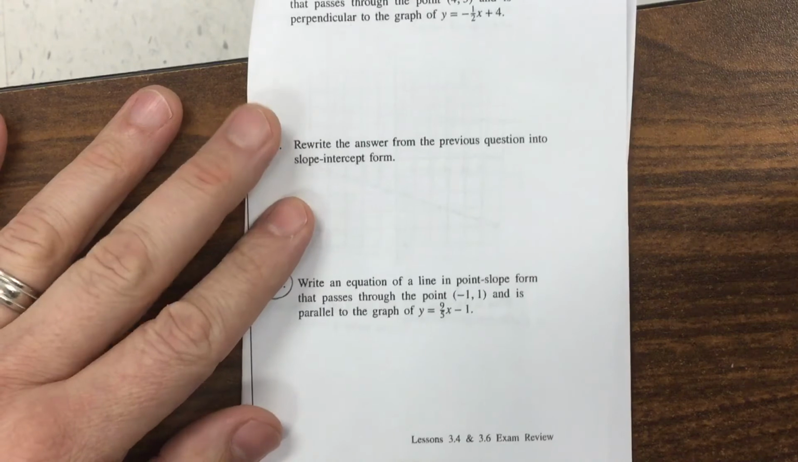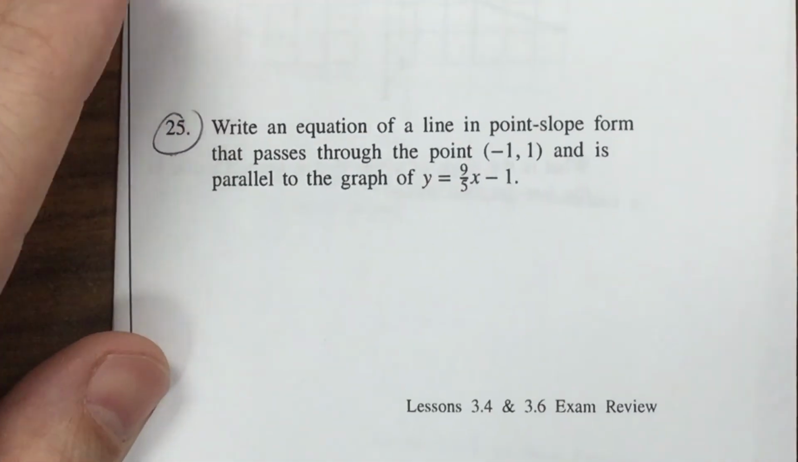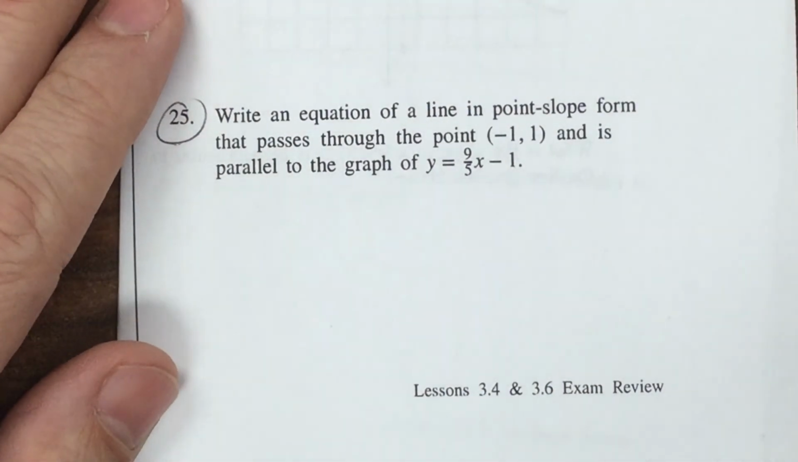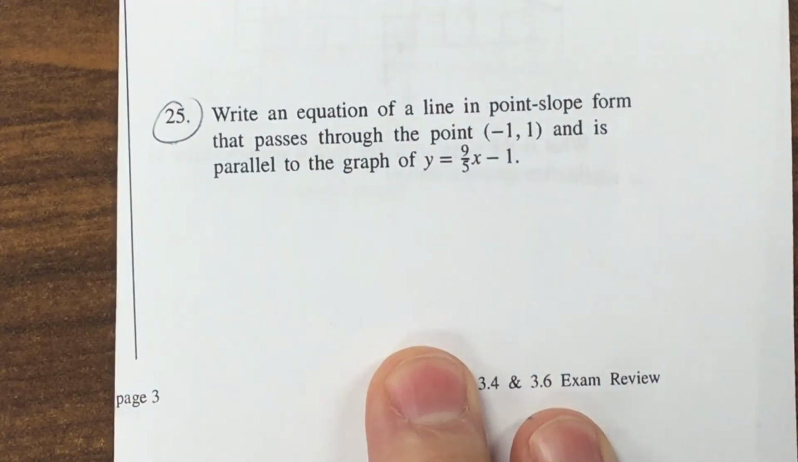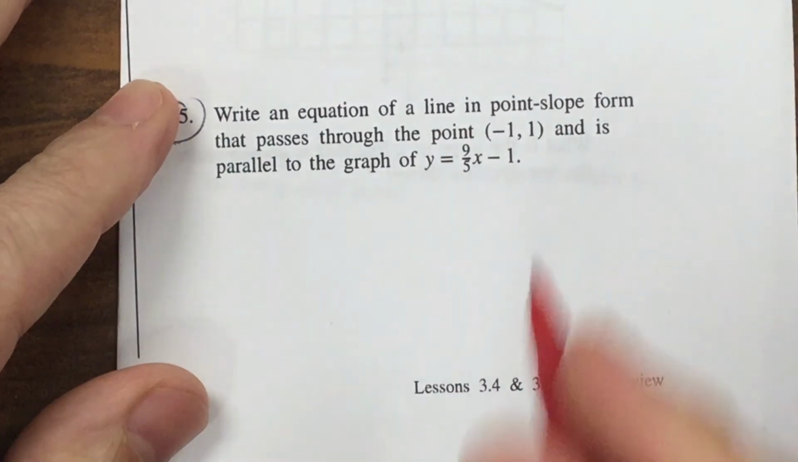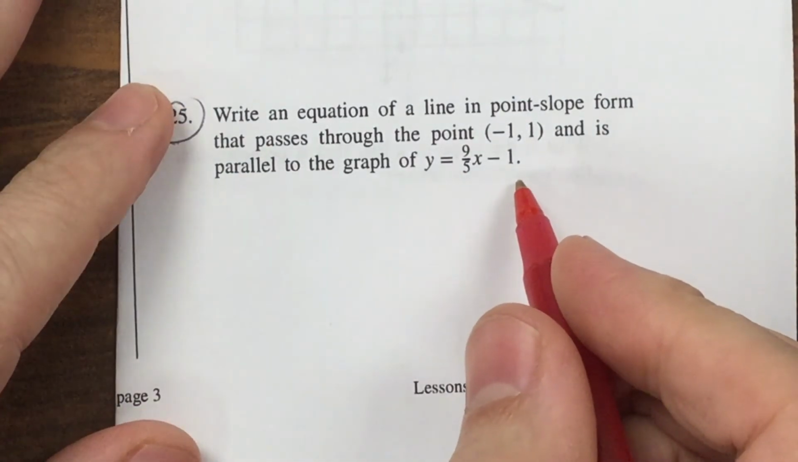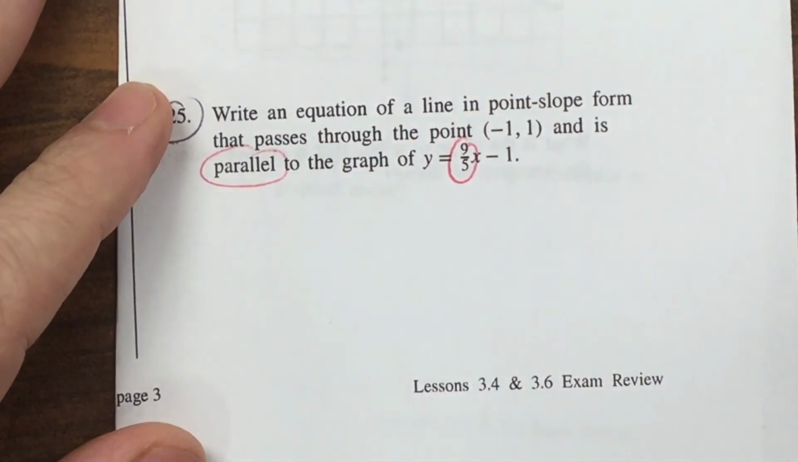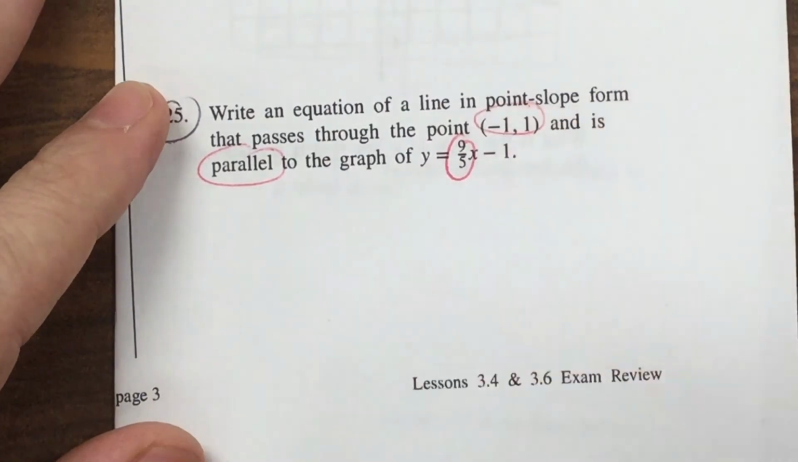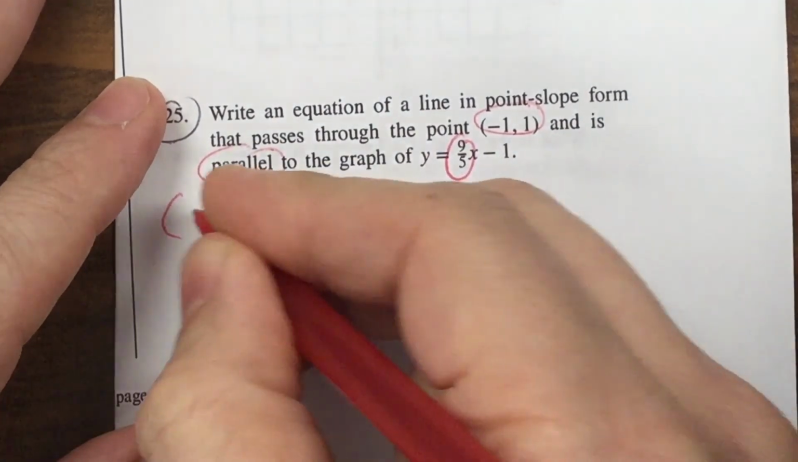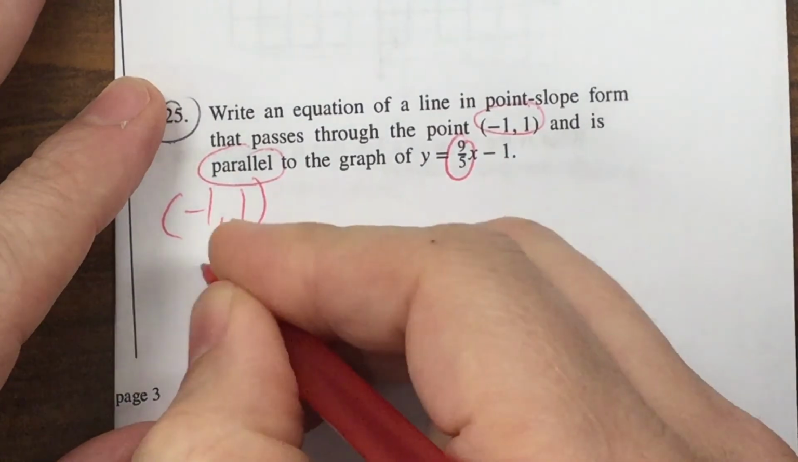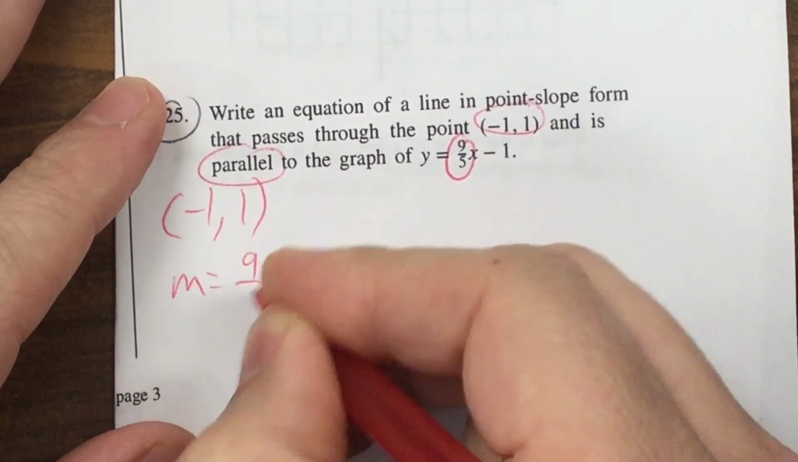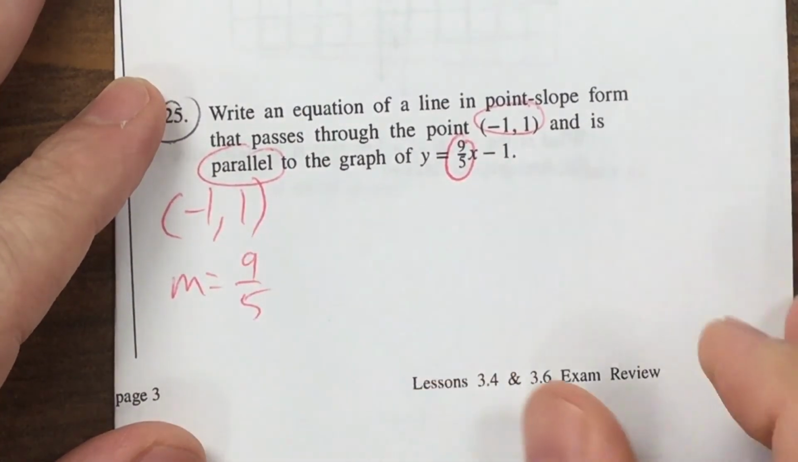25. Write an equation of a line in point slope form that passes through the point -1, 1 and is parallel to the graph of y equals 9/5 x, minus 1. So, parallel means same slope. So I'm using this slope. All right? And I'm using this point. So basically I have a point, I have a slope. You're going to plug that into point slope form just like you did on the previous one. So you can continue that one.